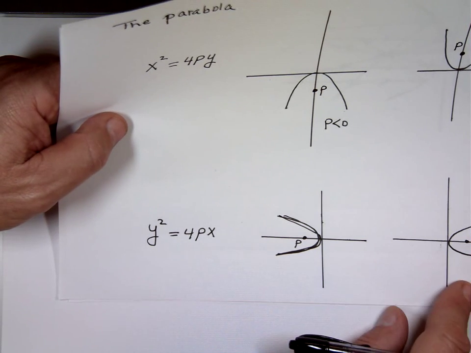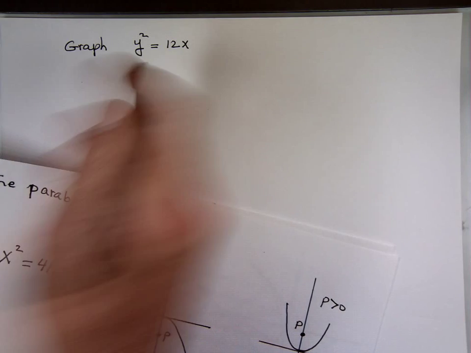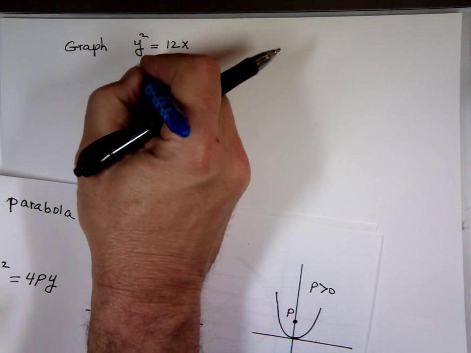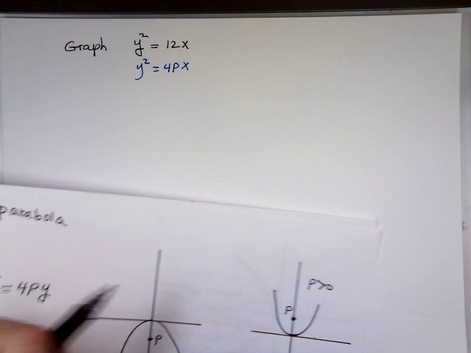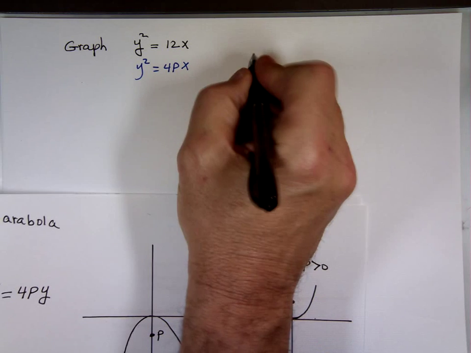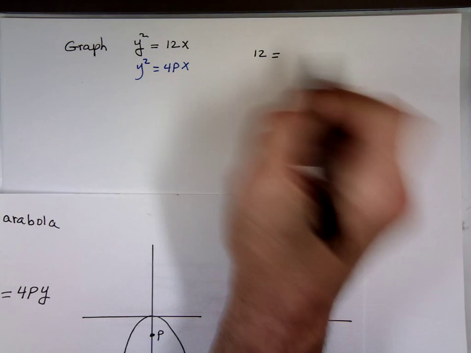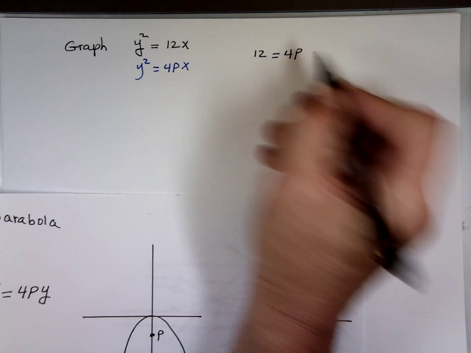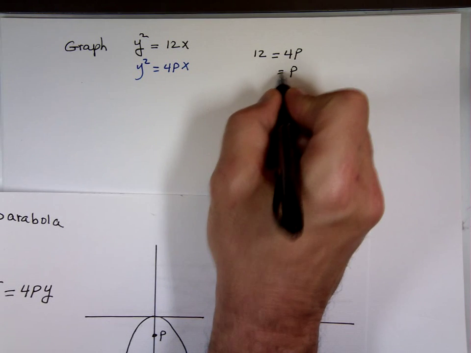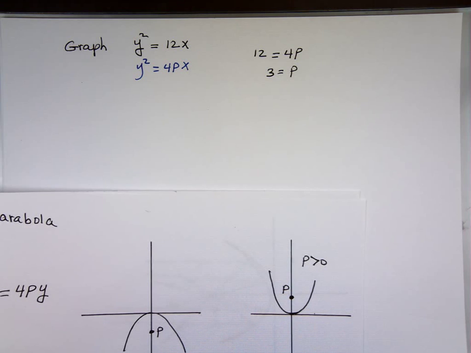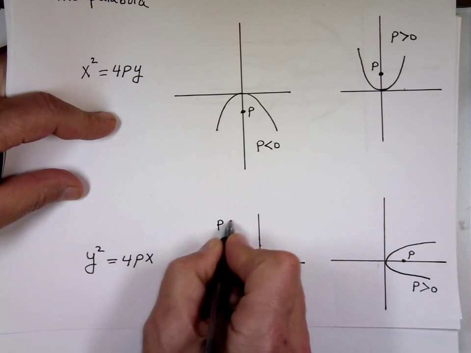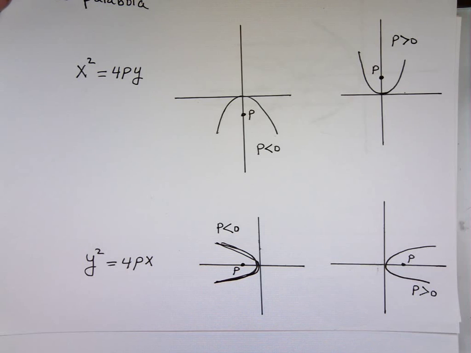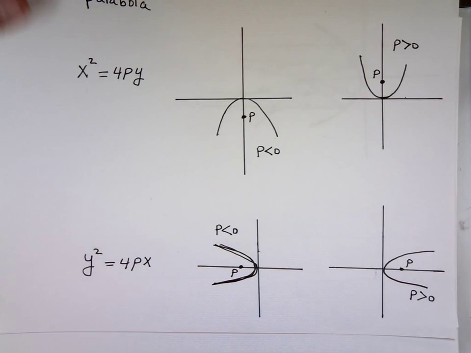It depends on p. So let me match it with the form. The form for this is what? Y squared equals 4p times x. So when you compare these two equations, the 12 must equal what? 3. Well, 12 is 4p. You're right. I know what you're thinking. P must be 3. Is p positive? Which way is it going to go? When p is positive, it's going to be to the right. When p is negative, it's going to be to the left. I forgot to write that here. So my graph is going to be to the right.